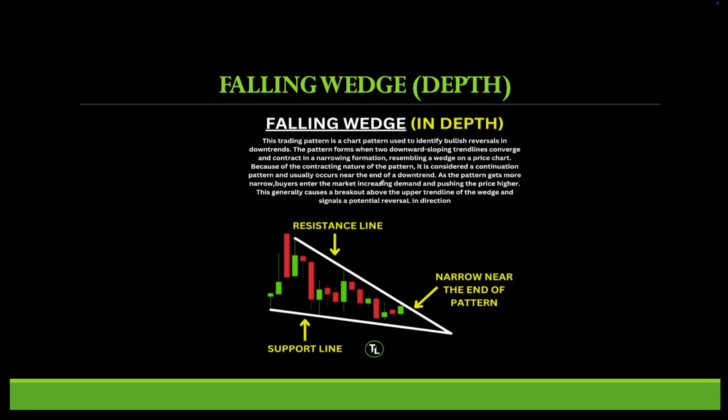This is more in depth, so if you read this, you can pause the video to read it yourself. This trading pattern is a chart pattern used to identify bullish reversals in downtrends. This pattern forms when two downward sloping trend lines converge and contract in a narrowing formation. Again, this resembles a wedge on a price chart. So when these lines are sloping down and contract together, this is when a falling wedge is formed. Now, the more narrow it gets, the better, and it increases demand. Again, you could mix this in with confluences such as a demand zone, and it helps you get a better entry. If you want to pause the video and read, you could go ahead.